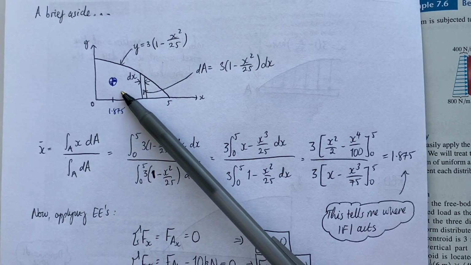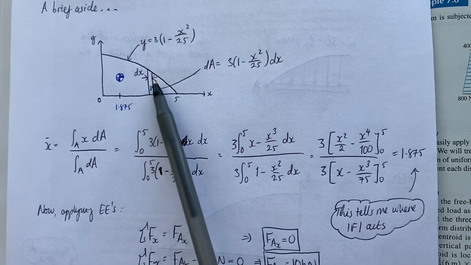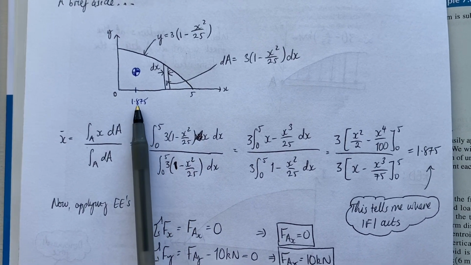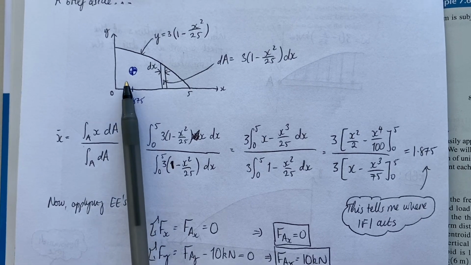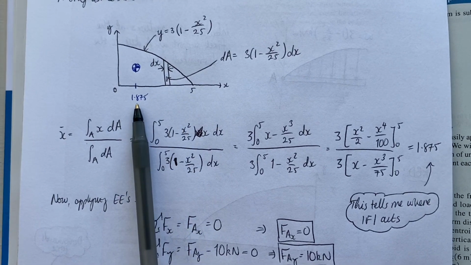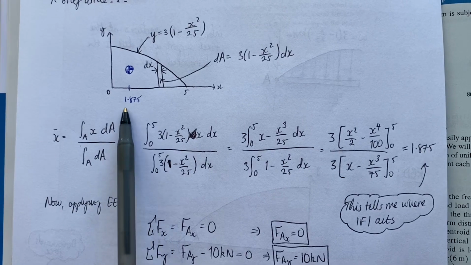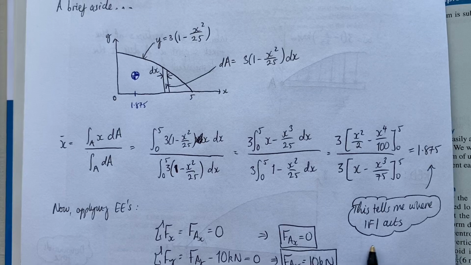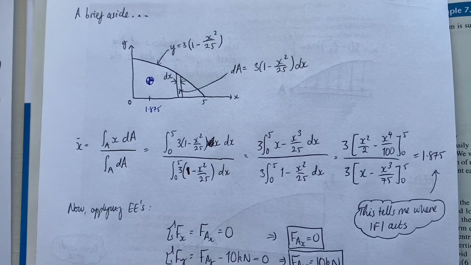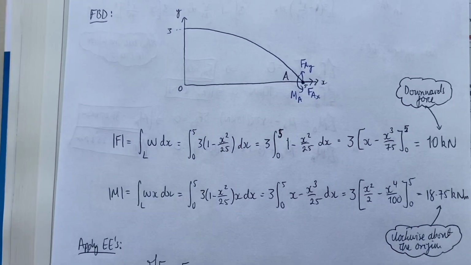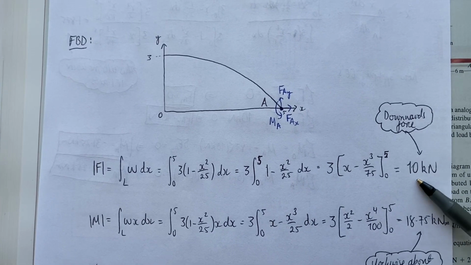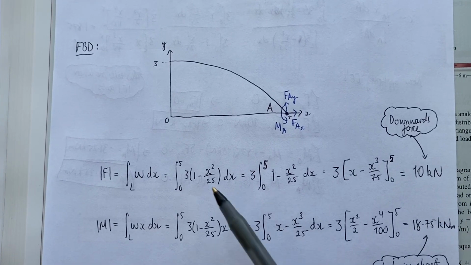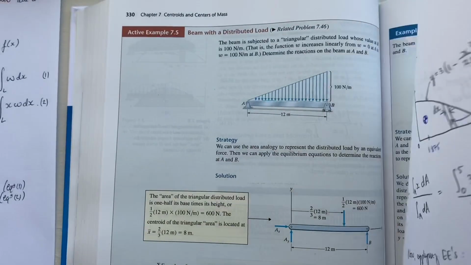Again, think about last time, if I needed to balance this shape on a pivot, this is where I would need to put my pivot point in order for the left-hand side to balance the right-hand side. So that's what I found here, the x-coordinate of the centroid. And that tells me where the magnitude of the force that I calculated over here acts. This is the magnitude of the force, and now I know where it acts. It acts at x equals 1.875.